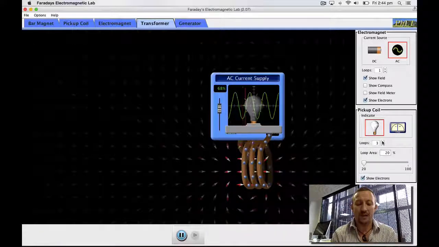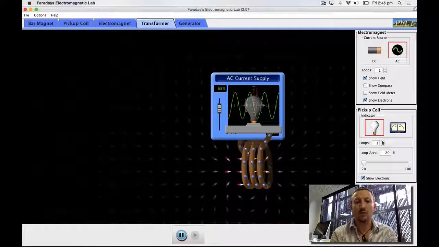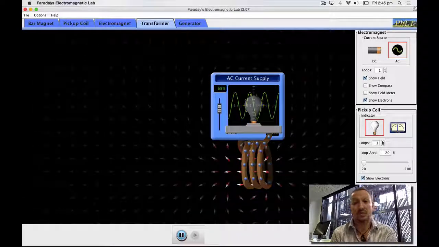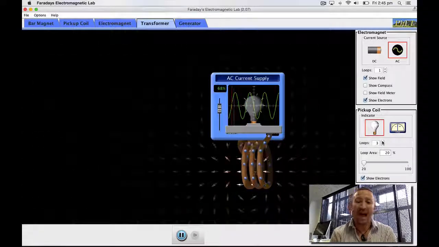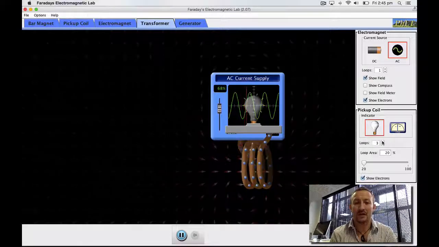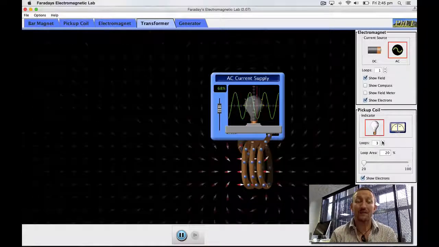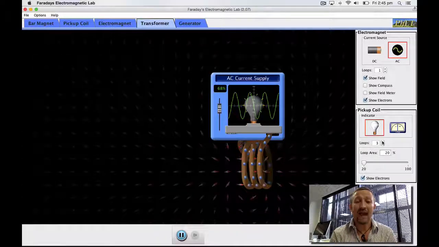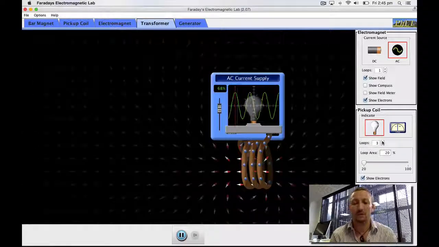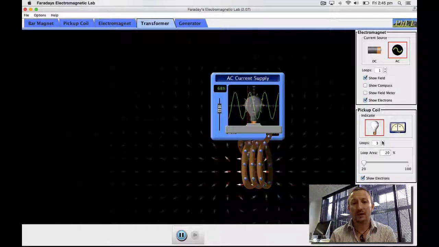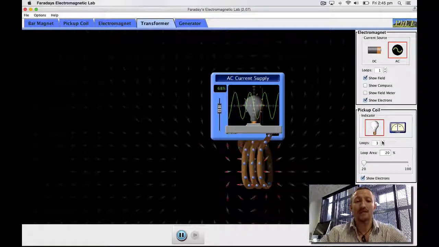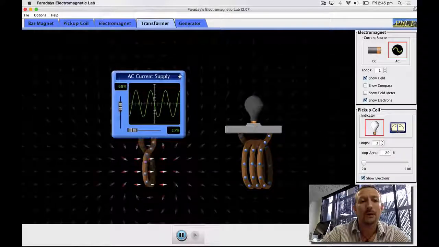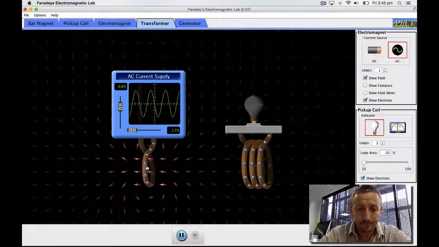When there was the same number of coils, what we found was the amount of voltage was the same in both primary and secondary coil. Add another coil to the secondary, and what that means is I've increased from 1 to 2, so I've doubled the amount of voltage. Add another coil going from 1 to 3, and I've tripled the amount of energy which is generated.